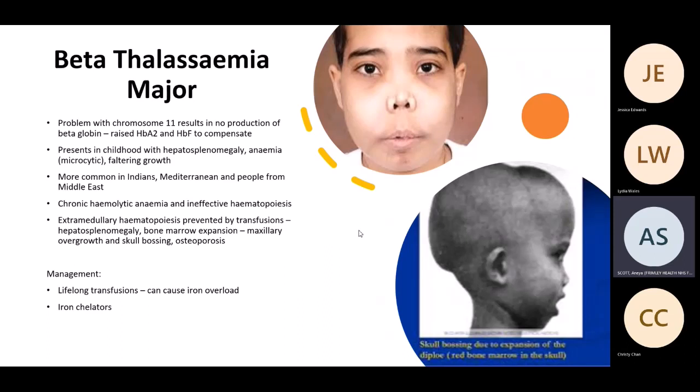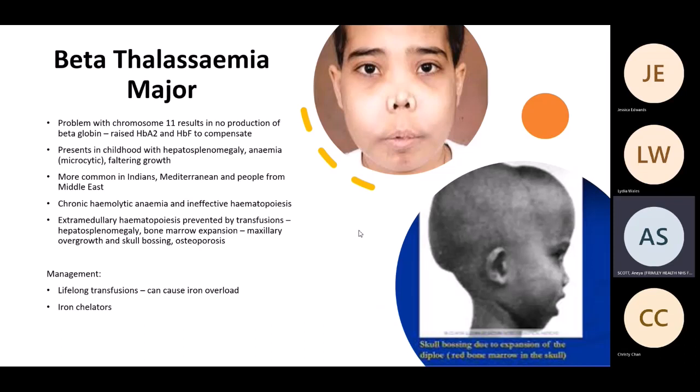And you end up with this chronic hemolytic anemia and the body struggling to make red blood cells. And because the bone marrow is working hard, you end up with it trying to create blood in places where it wouldn't normally create blood, which is why you sometimes get skull bossing and maxillary overgrowth as well. This is much less commonly seen now because we identify it quite early and give lifelong transfusions, so the bone marrow isn't working so hard to make blood because they're not as anemic.